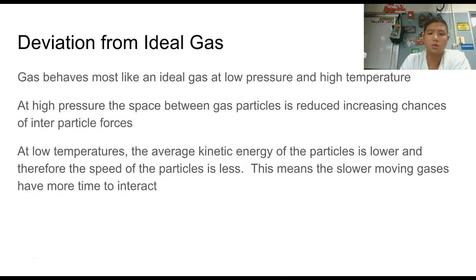If we lower the temperature, we're lowering the kinetic energy. Usually these gas particles are moving by each other so quickly that they don't have time to interact. But when you cool down a gas, it starts to slow down, and when they're slowing down, they have more time to interact with each other. And therefore, they're going to deviate.